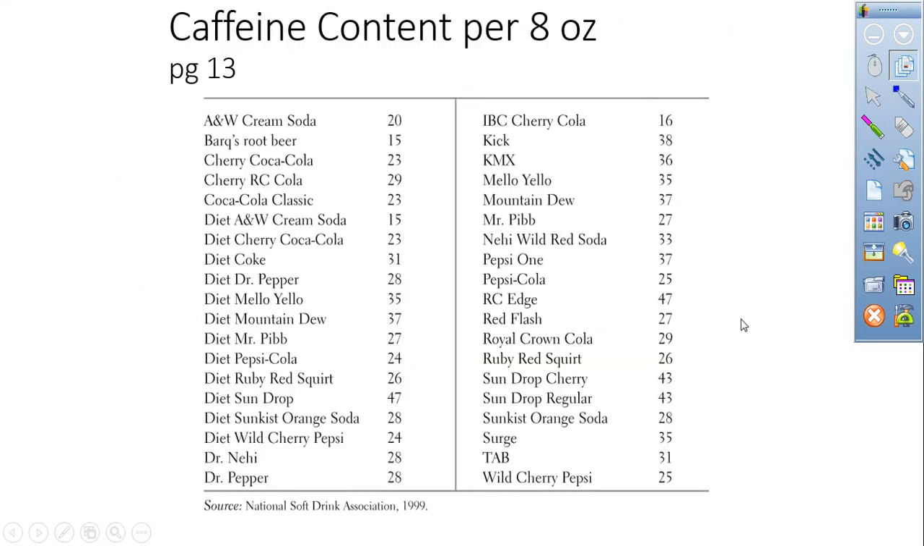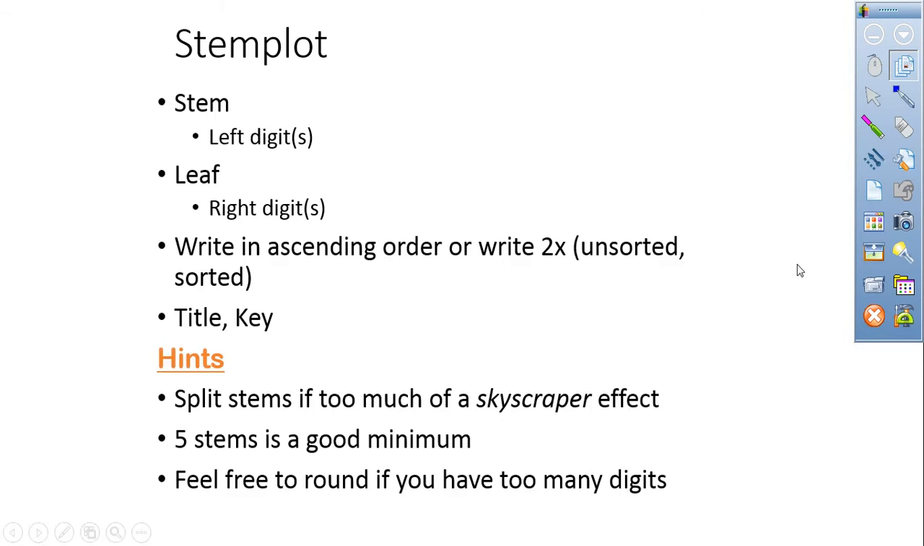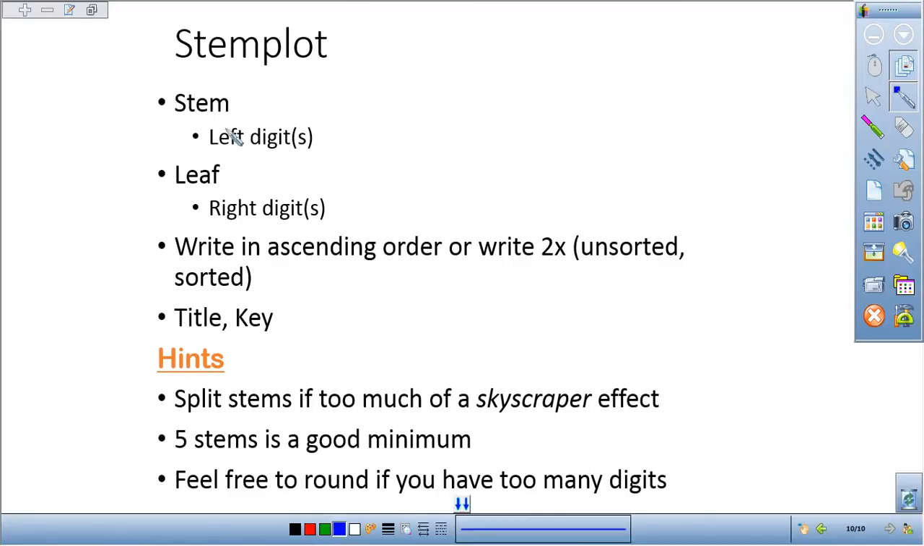Okay, here's a whole bunch of data from back in 1999 all about different types of soda and the amount of caffeine that was in it for 8 ounces. What I want to do is take all this data and show you a stemplot. Now a stemplot here, we're going to have the stem on the left side and the leaf on the right side. Very important with a title, extremely important for a key.